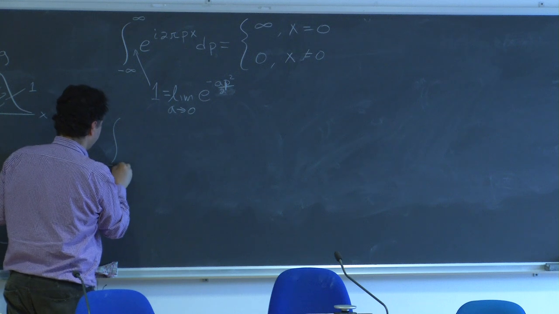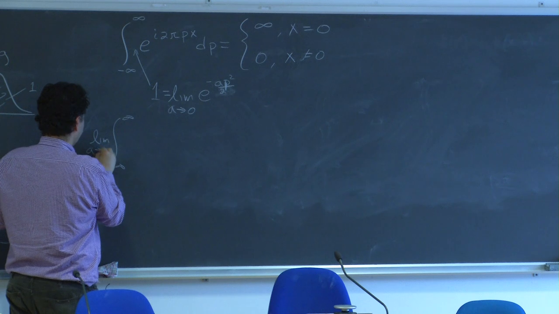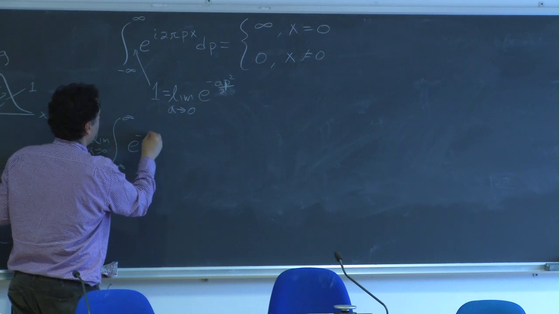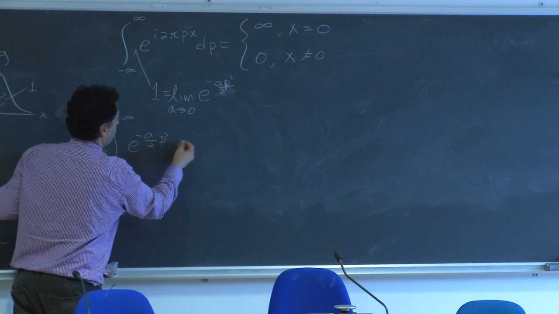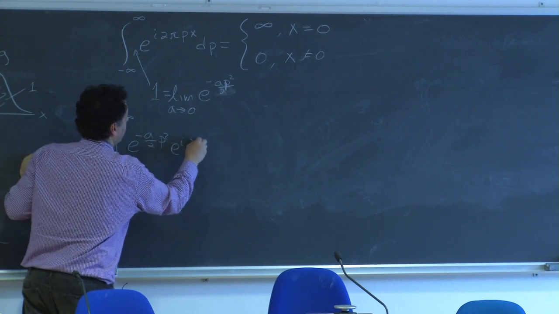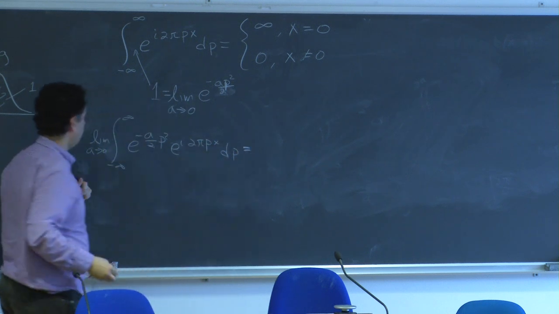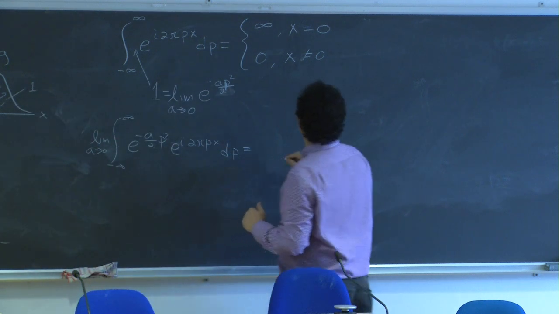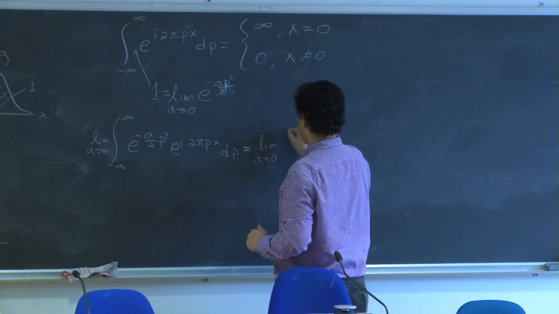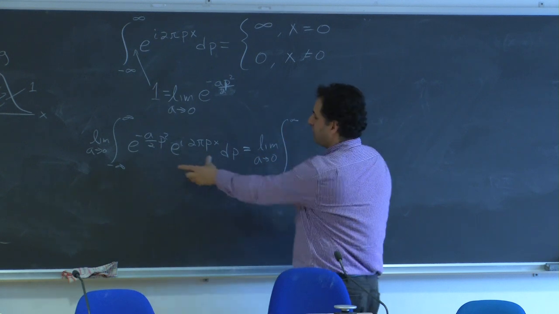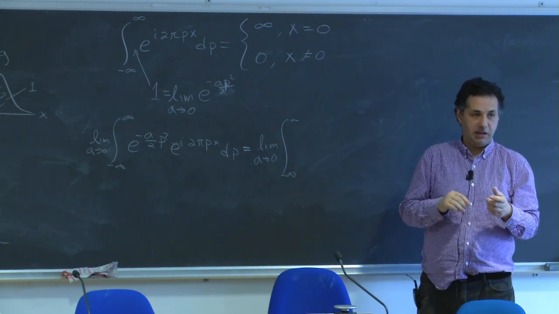So I have the integral from minus infinity to infinity. I can pull the limit outside of the integral, a goes to 0. Then I have e to the minus a over 2 p squared, plus a times e to the i 2 pi p x dp. What can I do with these two exponentials? Combine them into 1.